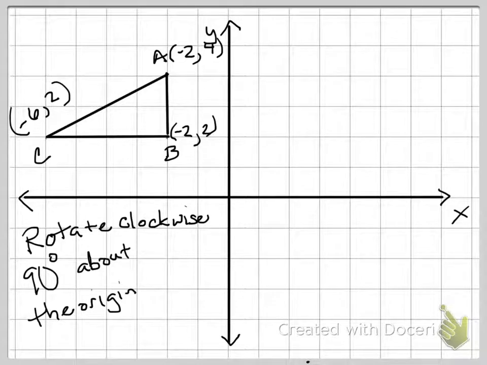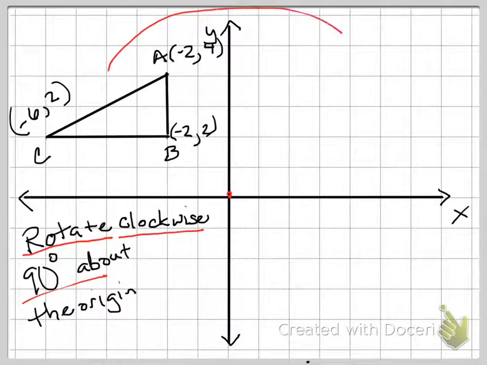So what we're being asked to do is rotate the triangle clockwise 90 degrees about the origin. Alright, so the origin is right there, right? So we're going to rotate it about. That means clockwise means we're going to go in this direction. So you're taking every one of these points and rotating it 90 degrees over here to the first quadrant.